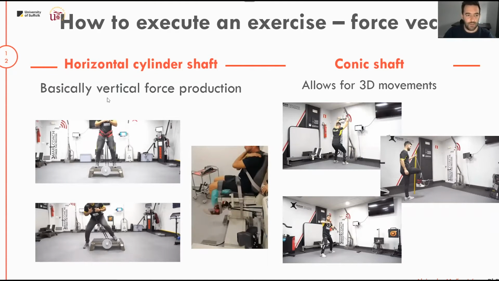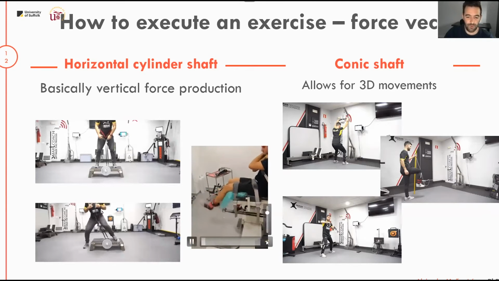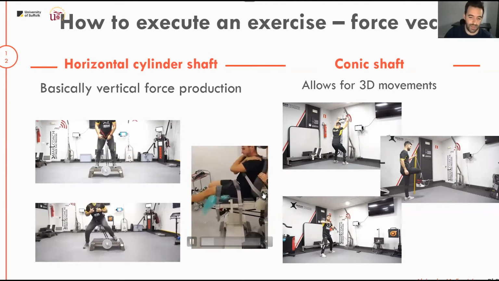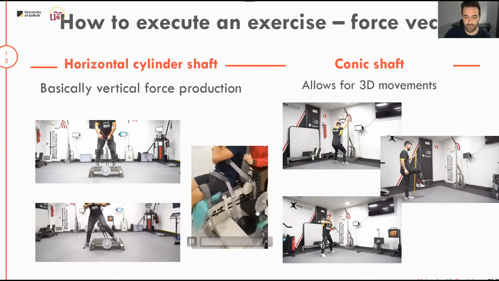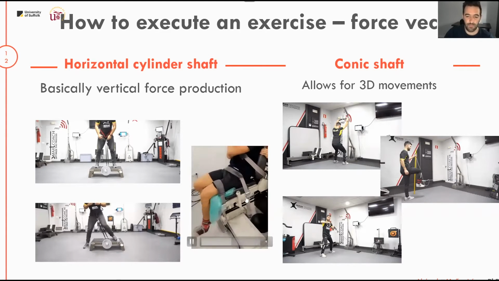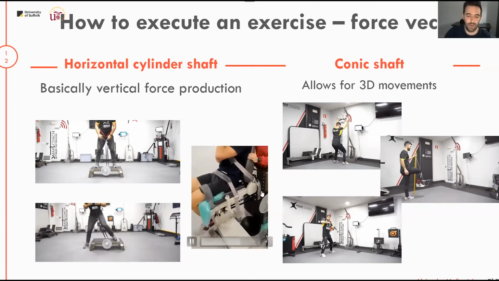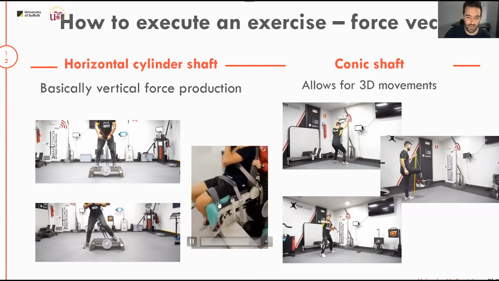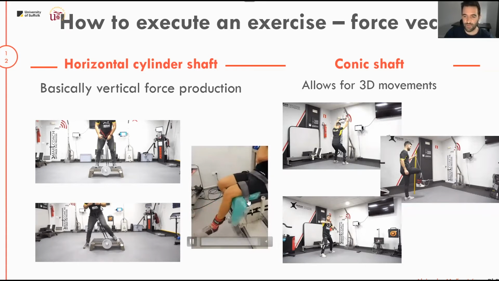Regarding force vectors, we can say that in a horizontal cylinder shaft, basically the force is vertically produced, like we show in these videos. But with a small imagination, you can put the platform horizontally, and you can also do horizontal movements, like this one. This is the back of a Biodex, an isokinetic dynamometer. And this is research we did doing leg extension during 30 repetitions.